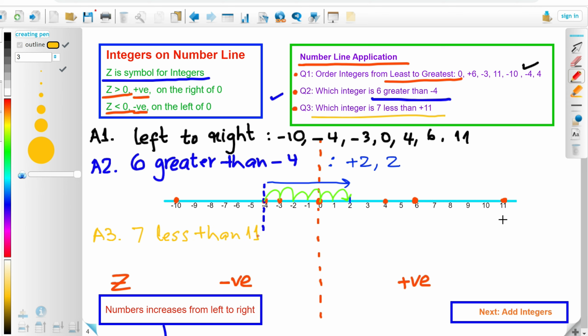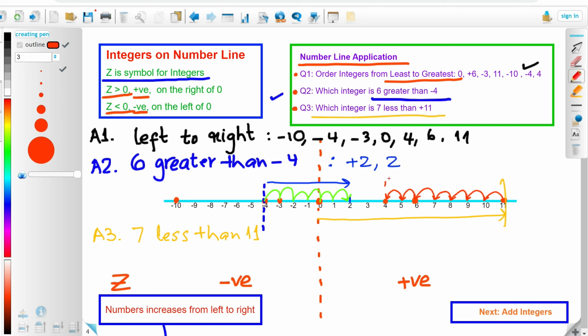Okay, so what will you do? You will start from 11, which is 11 units to the right, right? So you could go like there first to 11. So you are here at 11. Perfect. Now we are saying 7 less than 11. So you have to come back 7 units, right? 1, 2, 3, 4, 5, 6, and 7.